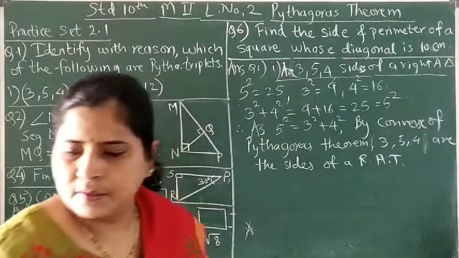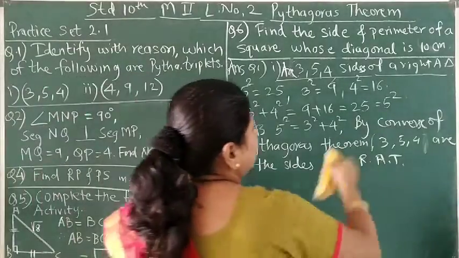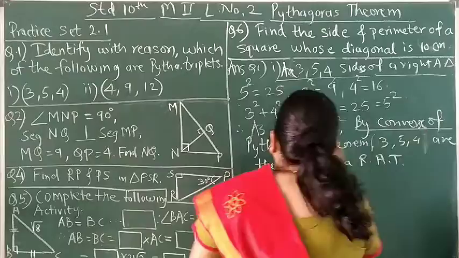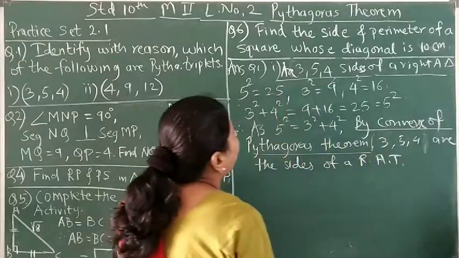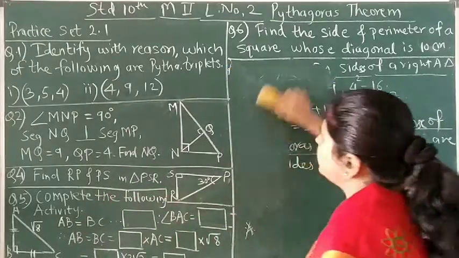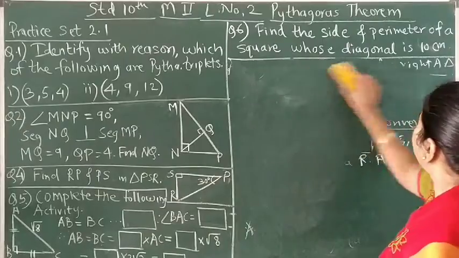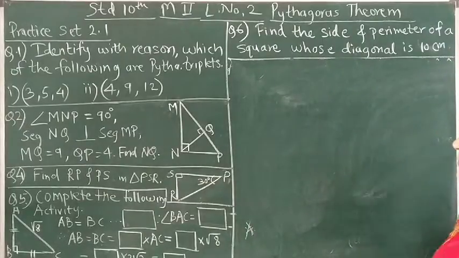So the question is more or less the same, only we have to write these words for a right angle triangle. Fine. Let's go for the answer of question number 2. What is question number 2 here? Let's see.